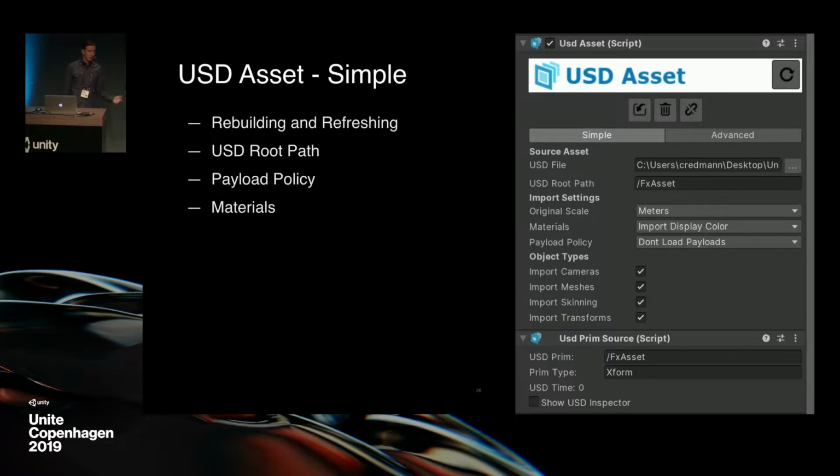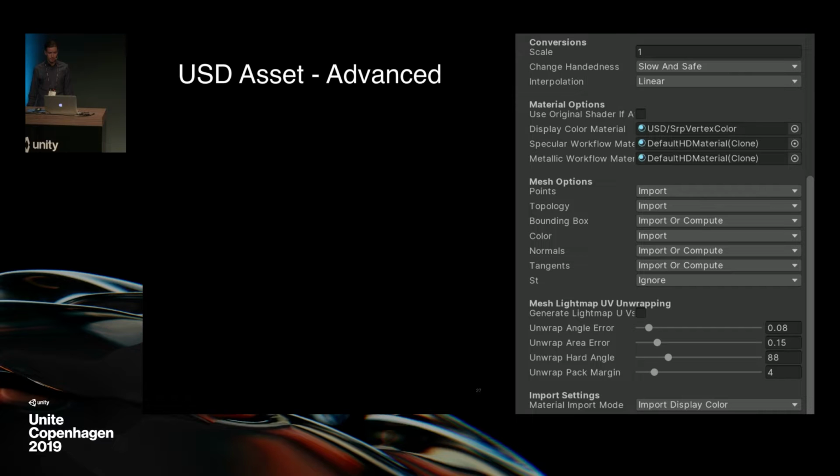Materials, if you do have display surface or material in your file, they will be imported. If you're using HDRP, the material will be translated into an HDRP material. There is no analog for the Universal Render Pipeline at the moment. Hopping over to the advanced tab, there are a few more specific material options. Many of the options in the advanced tab are simply mirrored from the simple, but with more options.